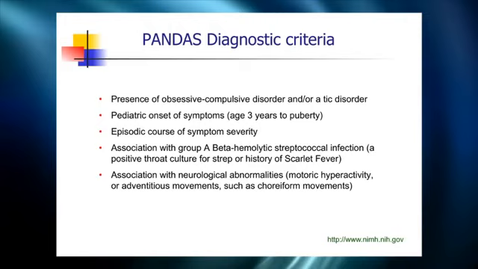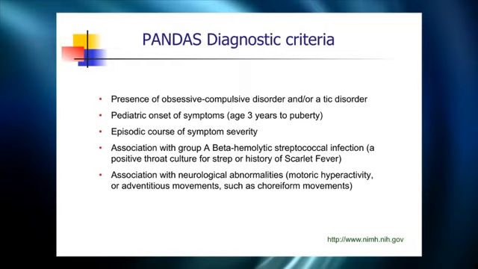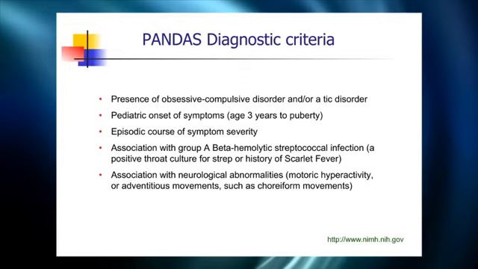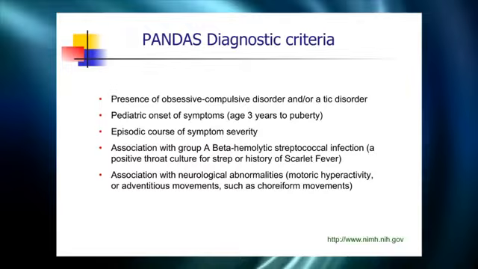But this refers to a sudden onset or exacerbation of OCD symptoms that occurs temporally right after a strep infection. And you tend to find it's associated with some neurologic symptoms, clumsiness, really poor handwriting, suggesting there's some neurologic involvement with the disorder. And by definition, to make this diagnosis, there needs to be evidence of a positive throat culture for strep.